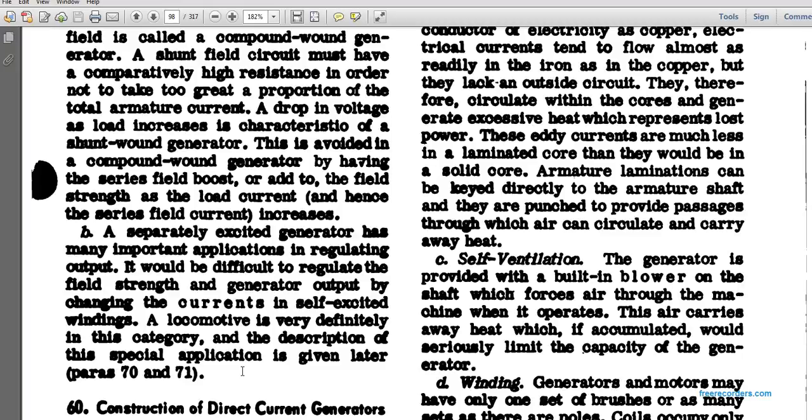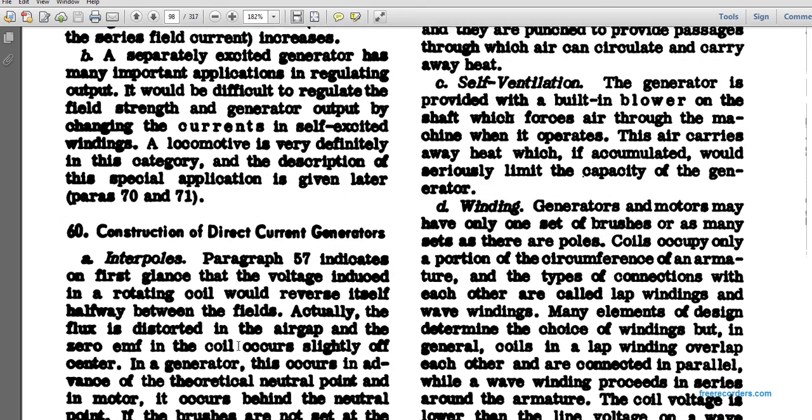A separately excited generator has many important applications where it would be difficult to regulate the field strength in the generator output, changing the currents of the self-excited windings. Special applications are given later in paragraphs 70 and 71.